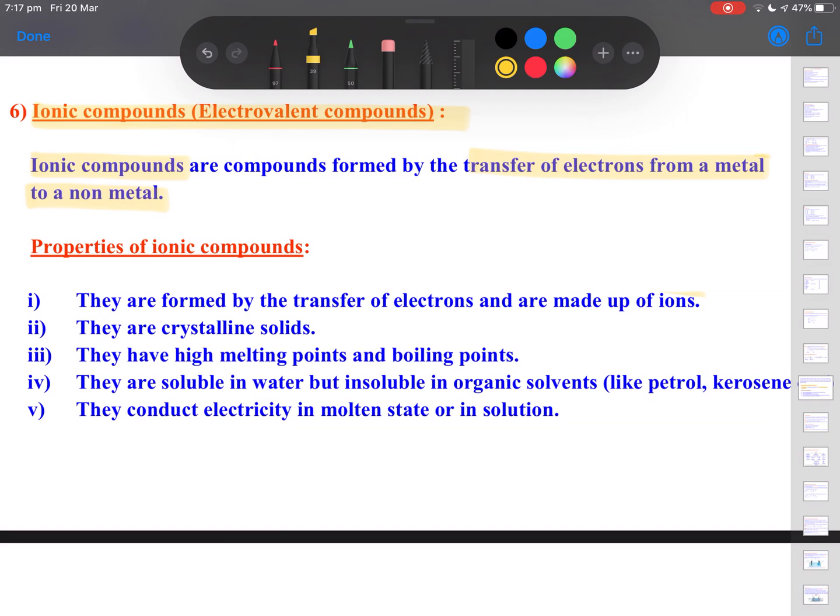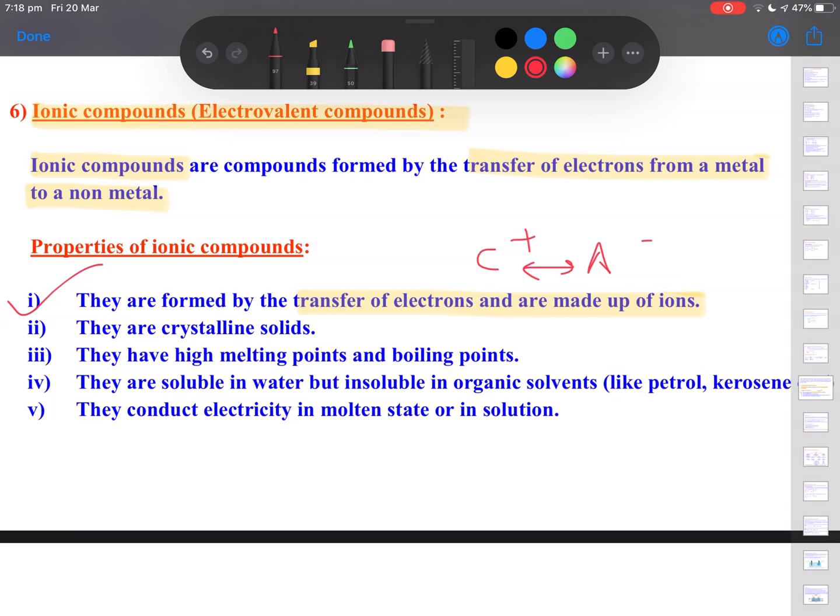It was made clear in the previous video that metals are electropositive in nature, whereas non-metals are electronegative in nature. So the properties of ionic compounds, to begin with, property 1: they are formed by transfer of electrons. Hence they are made up of ions, that's cation and anion. Cations are positively charged, anions are negatively charged. Since there are two poles, positive and negative, they are held together with a strong force of attraction.